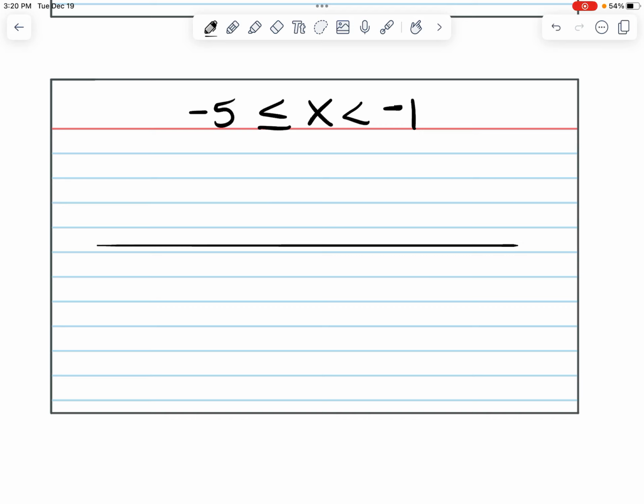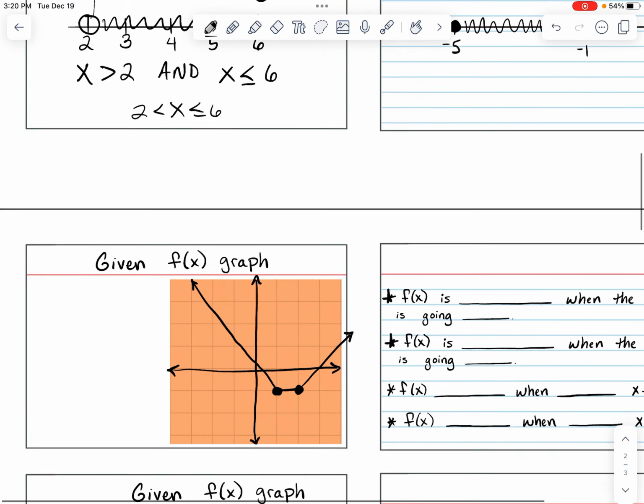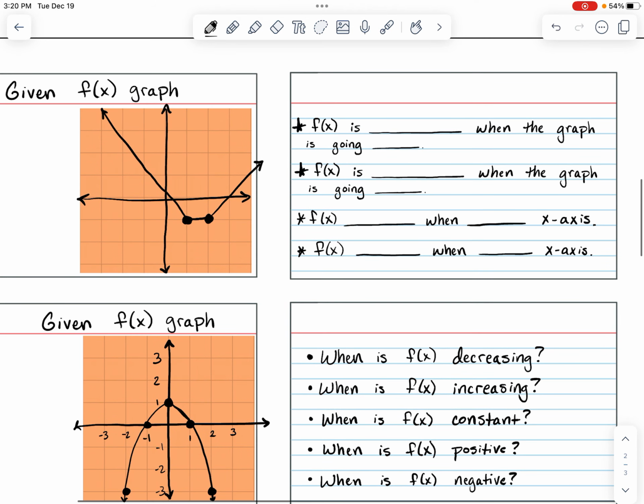And this is why we only have this one piece in the middle that's shaded. Okay, so let's look at this one. All right, we have that x is greater than or equal to -5, and x is less than -1, so open circle. And so x is going to be represented by everything in between.